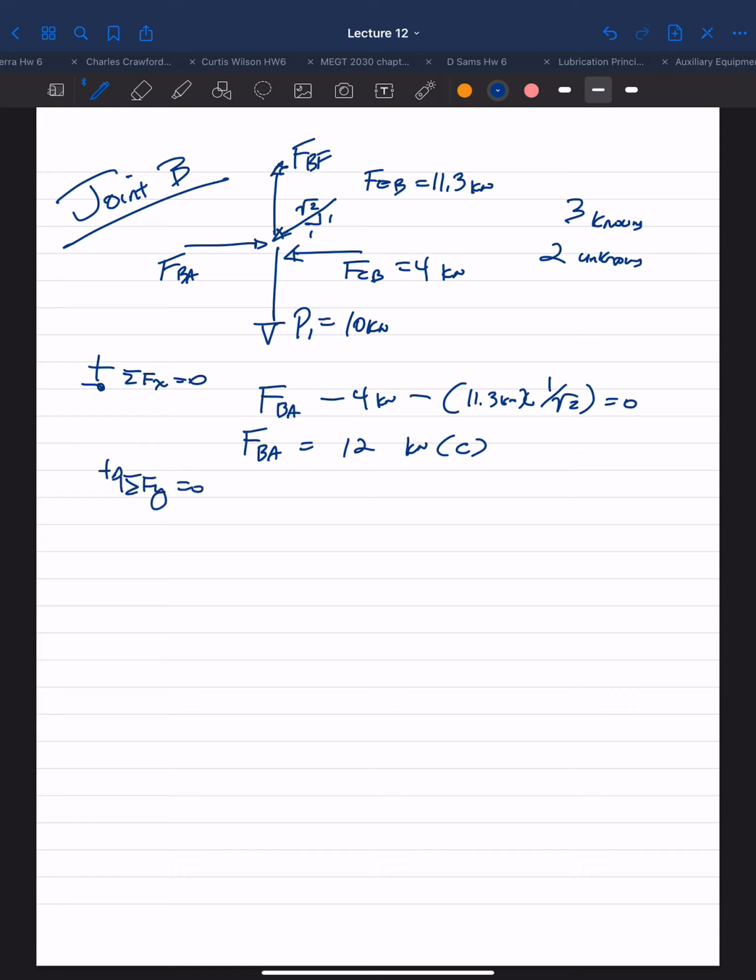Sum of our forces in the Y direction. You have FBF, the last unknown at this joint, minus your 10 kilonewtons, minus your 11.3 kilonewtons times your Y component, which is 1 over square root of 2. Solve for FBF. FBF is equal to 18 kilonewtons, and it is pulling, so it's in tension.